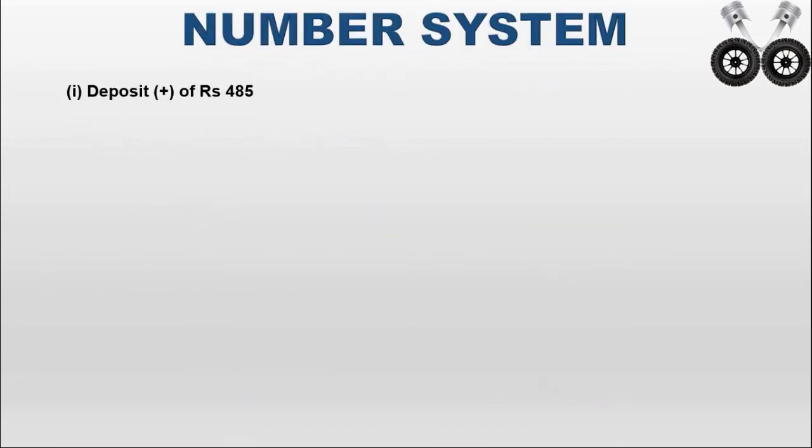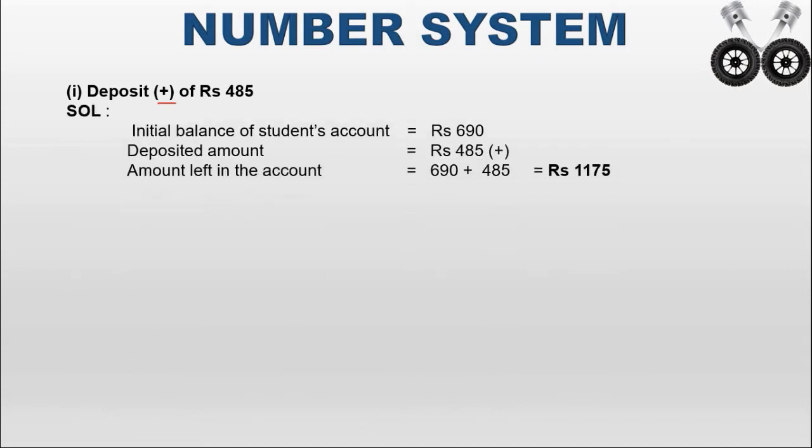So deposit, we put the amount into the bank. So that means the amount is increased. So increase means what sign you have to put? You have to put the positive sign. So the deposit is a positive value. So how much amount am I depositing here? 485. So that can be written as plus 485.